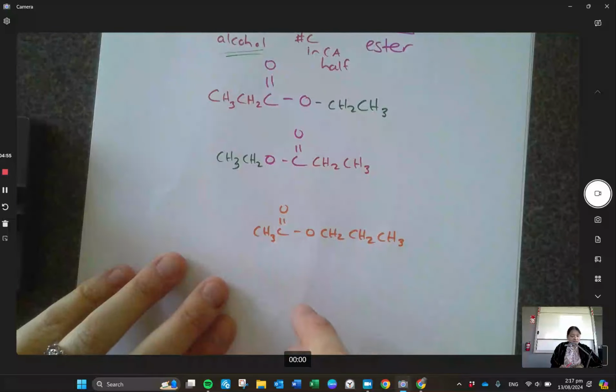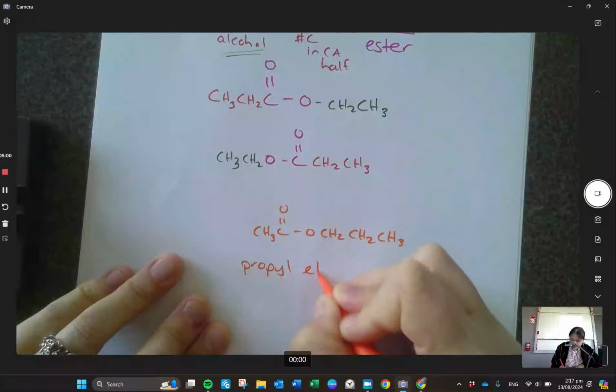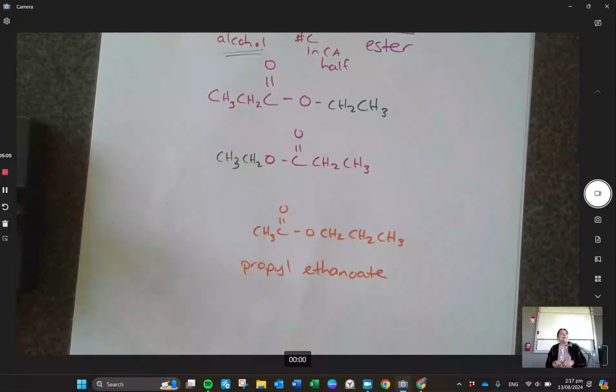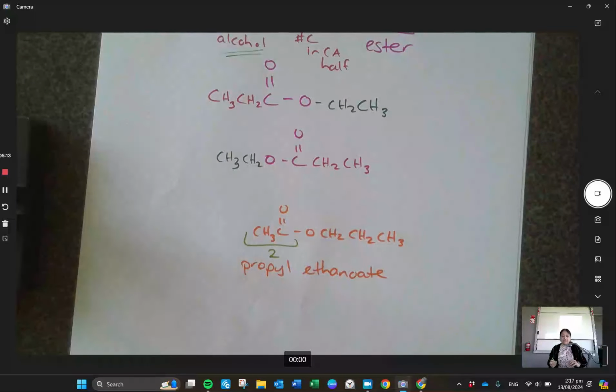this is not ethyl propanoate, this is propyl ethanoate. See how it's the other way around now? Because this bit here is 2 carbons. That is the carboxylic acid. And this here is 3 carbons from the alcohol. So it does matter how many carbons you're attaching to each side. Doesn't matter what order you put them in, but the number of carbons is the important thing. Yes?